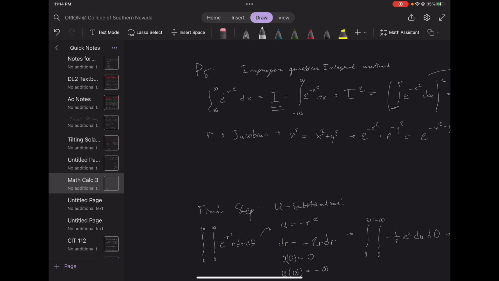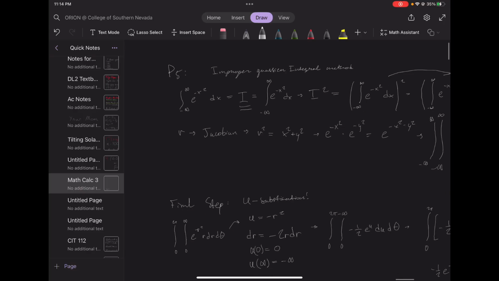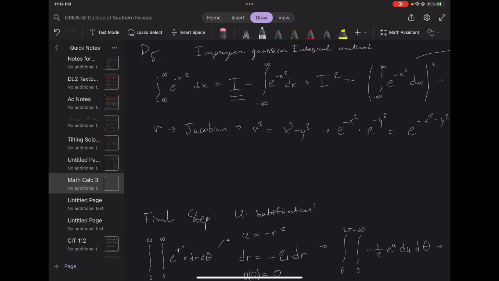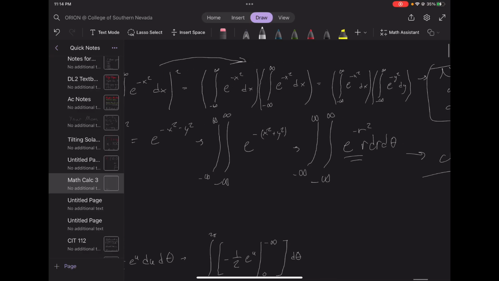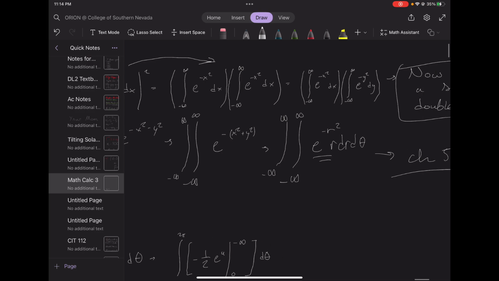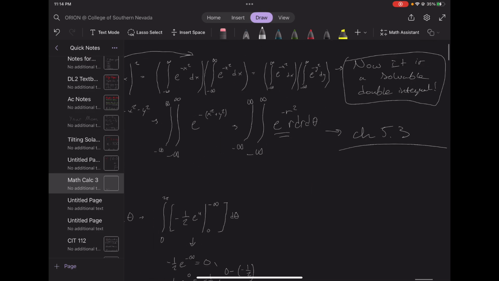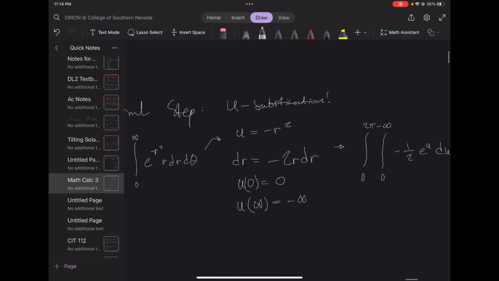So now that we have the integral in x and y, we multiply them together, and it becomes r. We can turn it into r with the Jacobian theorems. Then we can convert e to the negative x squared times e to the negative y squared into e to the negative x squared plus y squared, or e to the negative r squared, which is what we do in chapter 5.3. That's exactly what we expand upon in our homework.